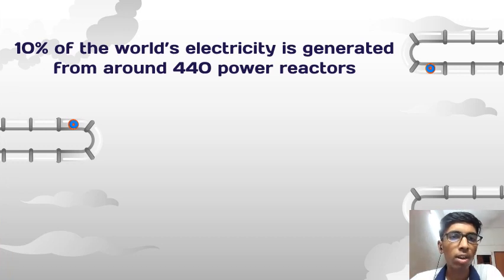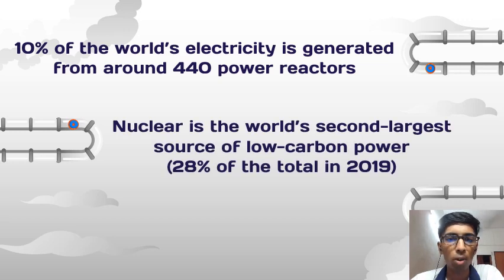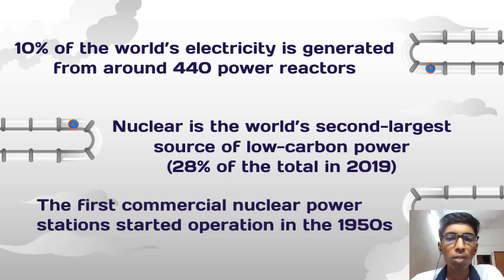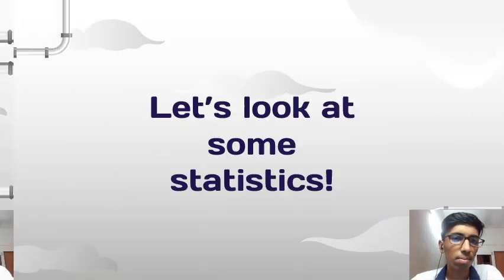Some stats: 10% of the world's electricity is generated from around 440 reactors. There are 440 reactors in the world. Then nuclear is the world's second largest source of low carbon power, 28% of total in 2019. The first commercial nuclear power station started operation in 1950. So the first nuclear power plant started in 1950.